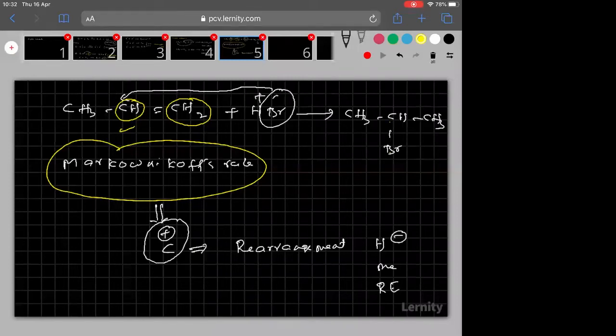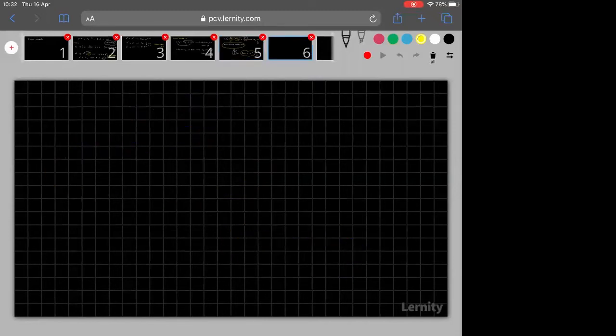And we are going to do one or two examples on this rearrangement now. Please copy quickly. So hope you copied this one. Now let us do one or two questions on rearrangement.